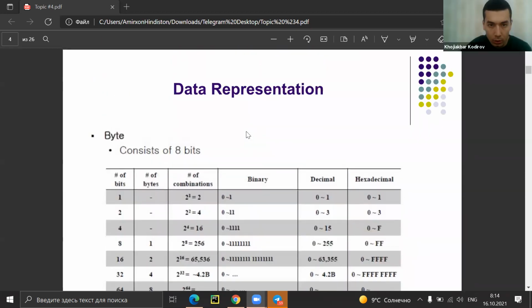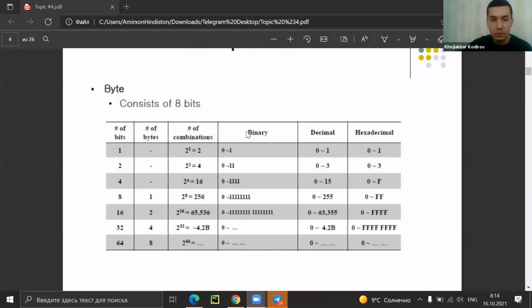Okay, we also have a byte, which consists of 8 bits. For example, if you have 1 bit, it will be nothing. If you have 2 bits, it will be nothing. 4 bits, nothing. 8 bits is going to be 1 byte. 16 bits is going to be 2 bytes. 32 bits is going to be 4 bytes. 64 bits is going to be 8 bytes.